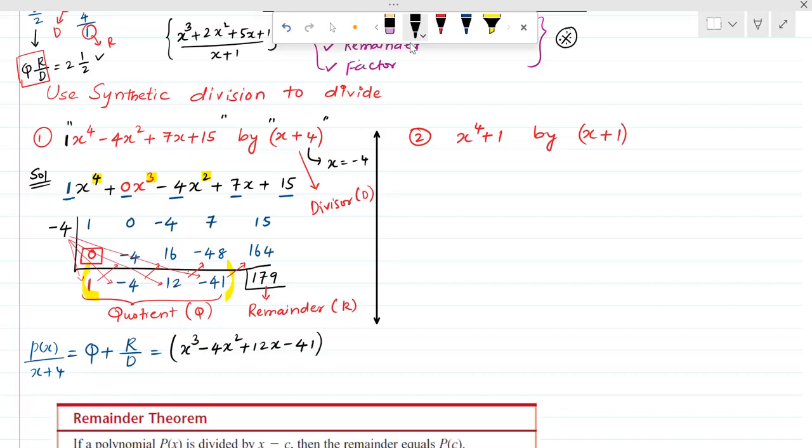So always one power is reduced. If it is x power 4, the quotient will start with x power 3. If it is x power 5, then it starts with x power 4. So one power will be reduced here.